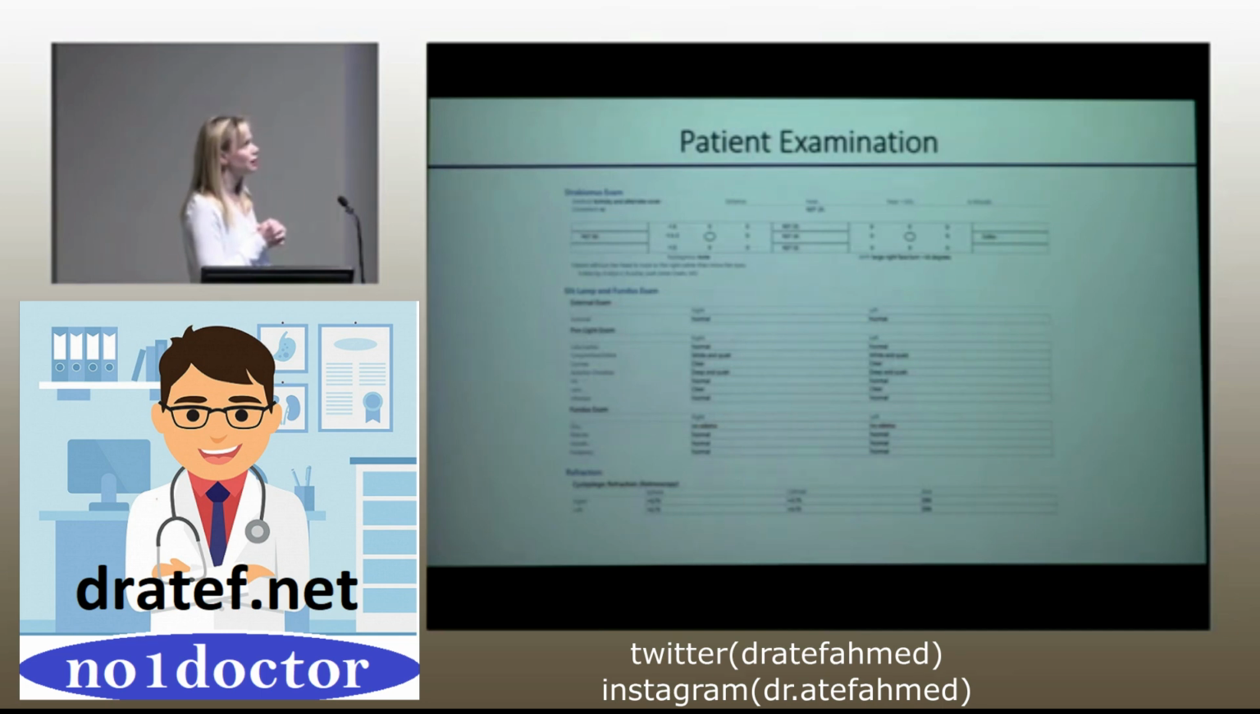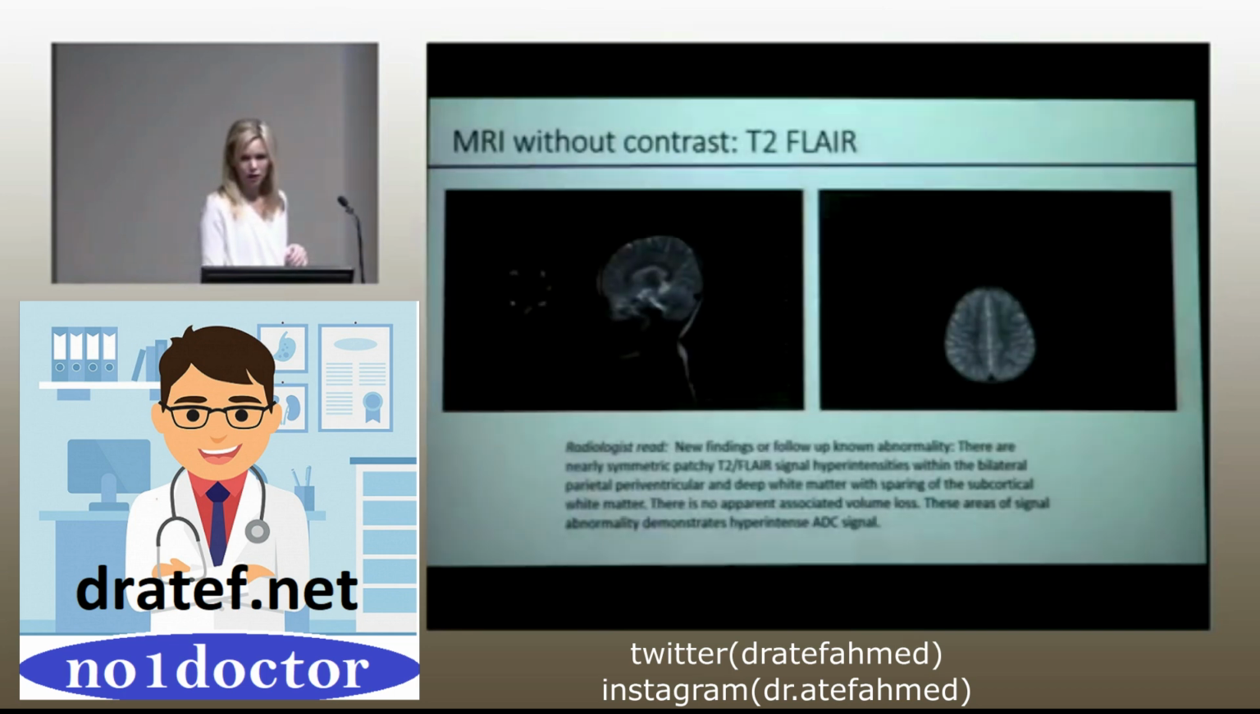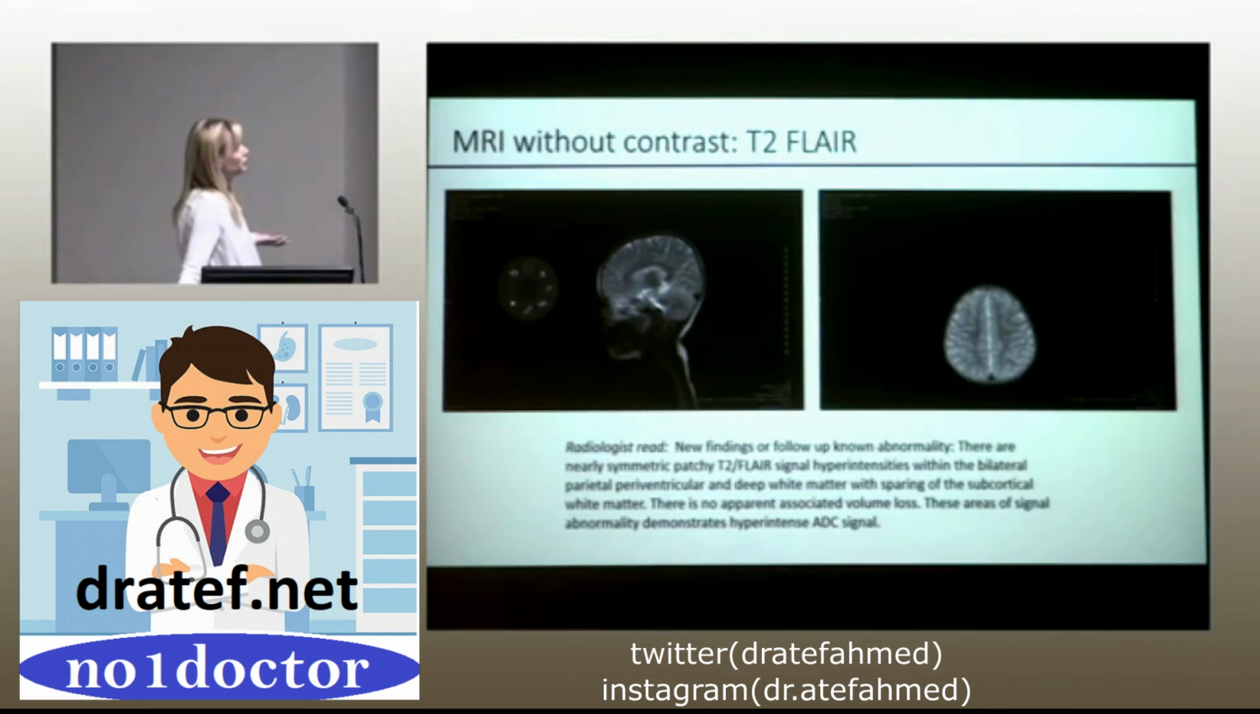The rest of her exam was fairly non-focal. She didn't have optic nerve edema. Her dilated exam, I agreed, was normal, and she really didn't have a significant refractive error. She wasn't a high hyperope. So I recommended that we scan her, and the radiologist read is going to be most informative, more so than my impressions.